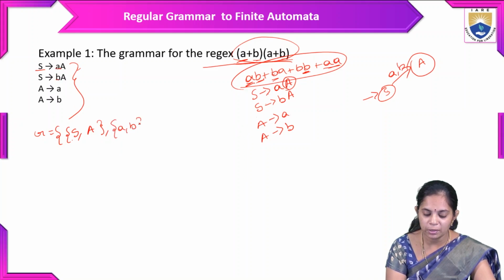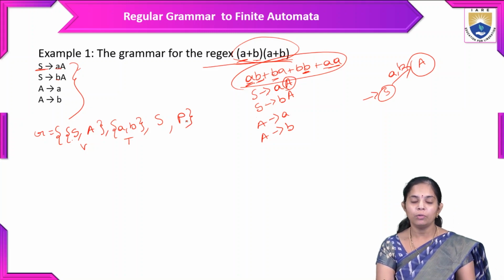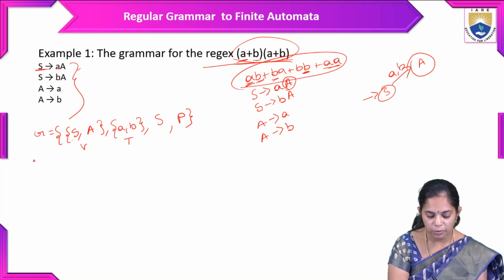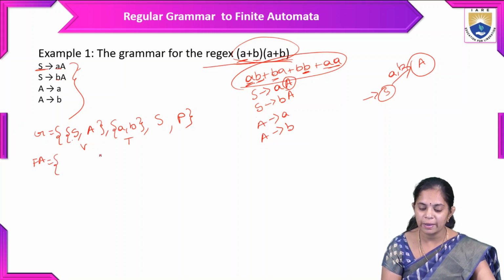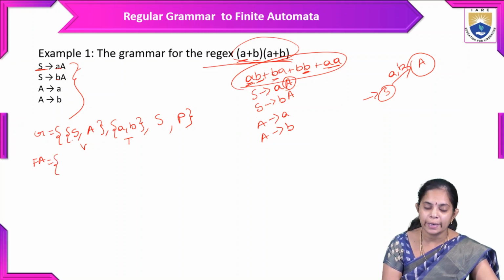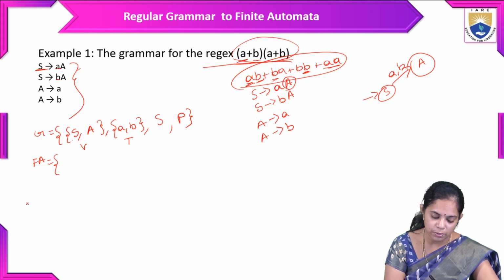So V is {A, B}, next V, T, S. S is the starting state and P is the production rules. So we have the grammar, and now we will convert it to a finite automata. For the finite automata, we need to write the production rules first.